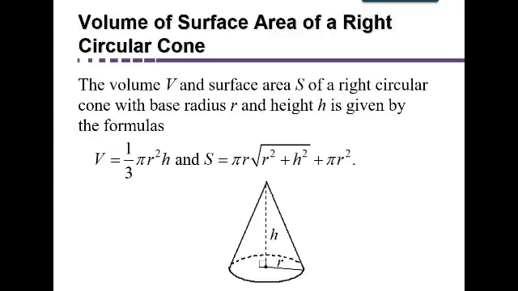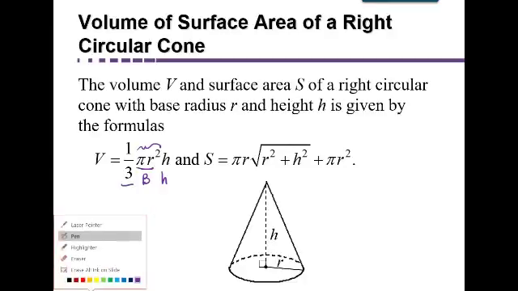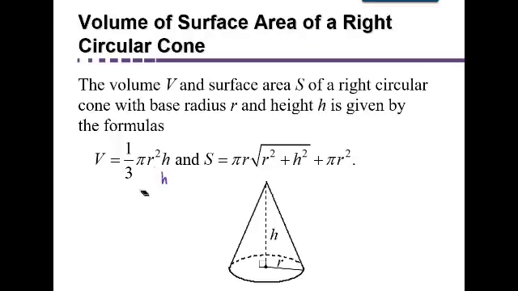The volume of a cone is exactly what you would expect, because remember, this is a pyramid. It's just got a circular base. So how did we find the volume of any pyramid? We took 1/3 the area of the base times the height. In this case, since it's a circular base, the area of the base is pi r squared. So that's where that volume formula comes from.